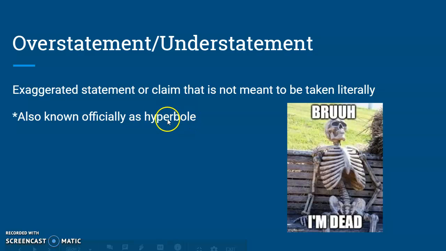You can see it right here. That term is hyperbole. Hyperbole is used for either an overstatement or an understatement. It encompasses either one. And so you can use either that big fancy term, or you can say overstatement or understatement depending upon what you're actually saying. And the definition of these is an exaggerated statement or claim that is not meant to be taken literally. So when you say I'm dead, obviously we don't think you are literally getting ready to be buried, but it's an exaggeration of how you're feeling.